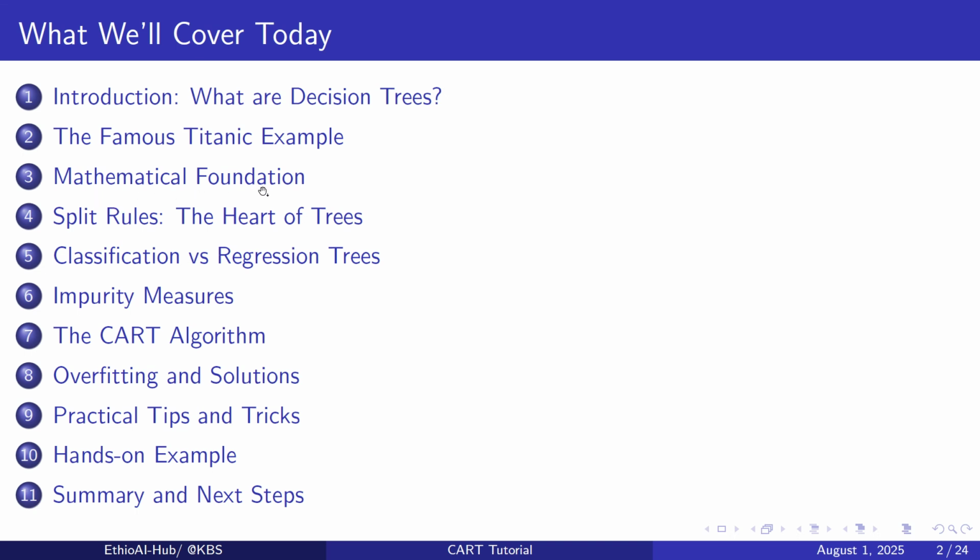And then we'll talk about the mathematical foundation of this decision tree, and we talk about split rule, classification versus regression, how does decision tree works for both cases. ከዛ impurity measure አለ, and then we'll talk about the CART algorithm. We have a pseudocode about it. ከዛ overfitting and solution and practical tips and tricks, and then hands-on example. በሚቀጥለው ቪዲዮ የፓይተን ስክሪፕት አብረን ራን እናደርጋለን ማለት ነው። And then we'll summarize it.